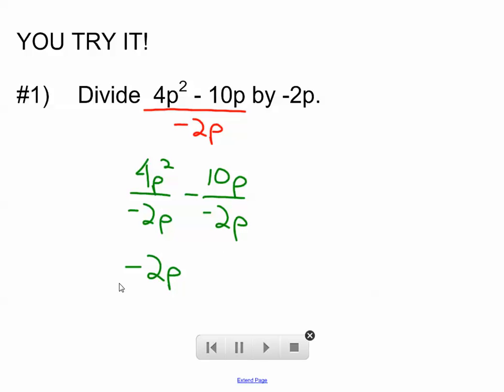So 4 divided by negative 2 is negative 2. P squared divided by p is p. You got two negatives, which makes a positive, and 10 divided by 2 is 5. The p's cancel out here. And that's our answer. 4p squared minus 10p divided by negative 2p is negative 2p plus 5. And if you multiply this answer by what you divided by, you should get 4p squared minus 10p.